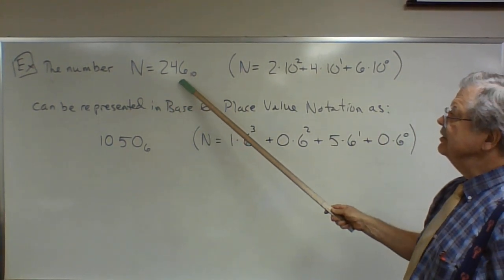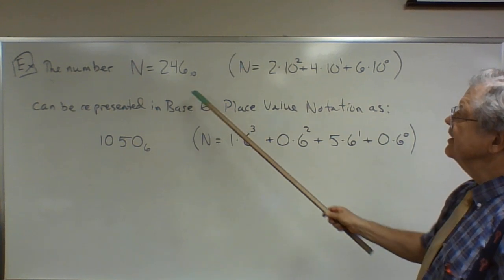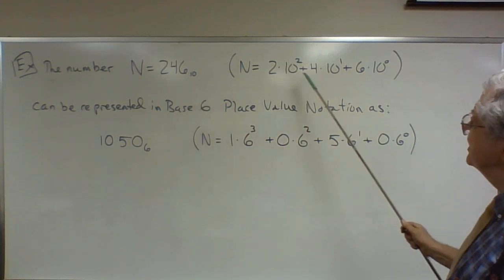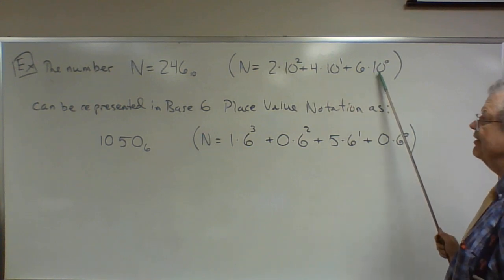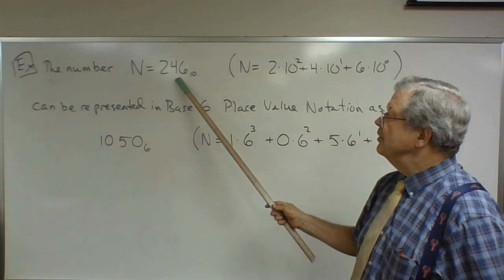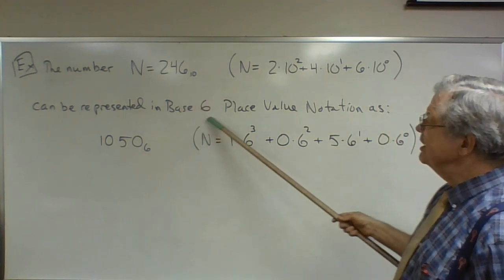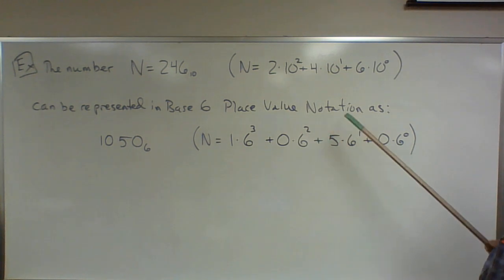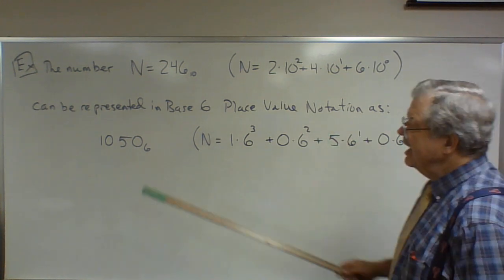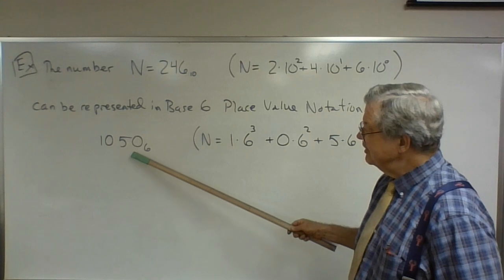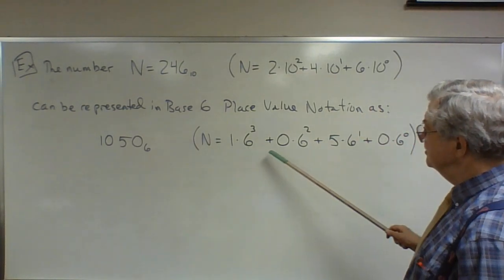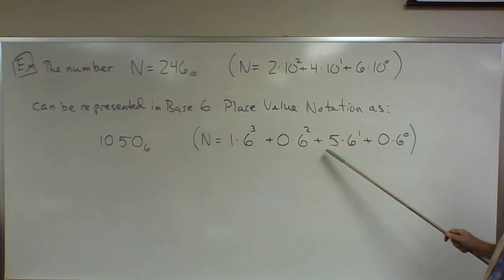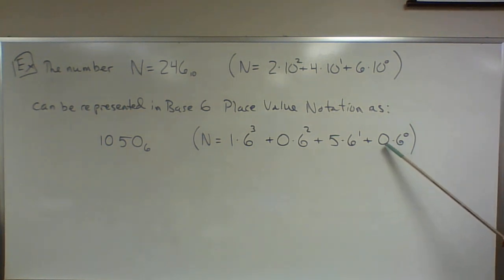The number n equal 246 base 10 is 2 times 10 squared plus 4 times 10 to the 1st plus 6 times 10 to the 0. This number, 246 base 10, can be represented in base 6 place value notation as 1050 base 6. So that's 1 times 6 cubed plus 0 times 6 squared plus 5 times 6 to the 1st plus 0 times 6 to the 0.